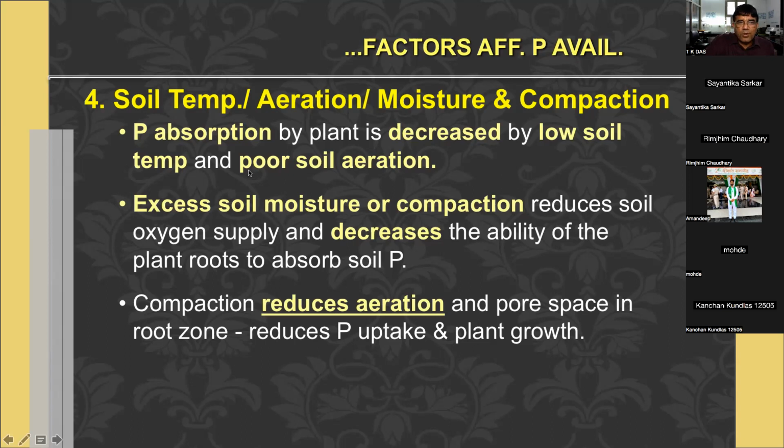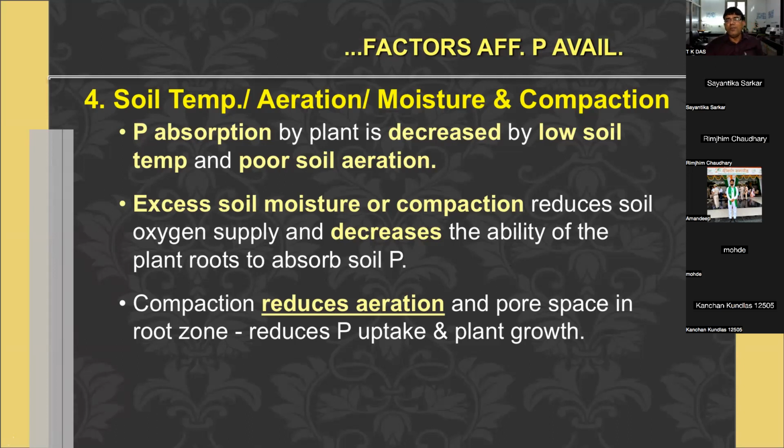If temperature is low, the absorption will be decreased, and so will it with poor soil aeration. Excess soil moisture or compaction reduces the soil oxygen supply and decreases the ability of the plant roots to absorb soil P. Compaction reduces aeration and pore space in the root zone, and reduces phosphorus uptake and plant growth.